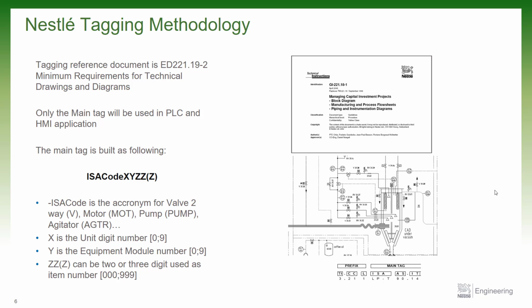The tags are built as follows for a control module. We have first the ISA code, which is the acronym for the motors, the pumps, and the valves. We have a first digit, the X, which is for the unit. The second digit, the Y, is for the equipment module. The last two or three digits are just an item number from 000 to 999.